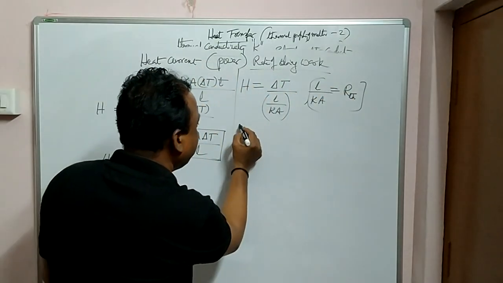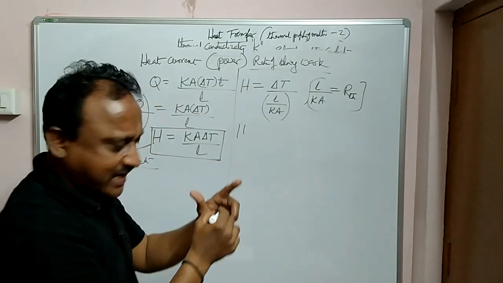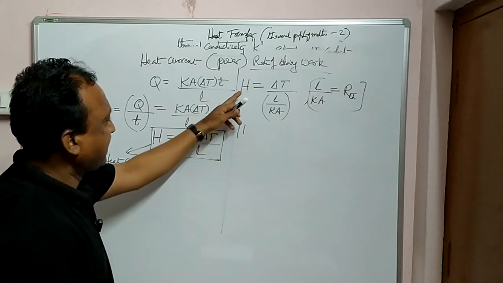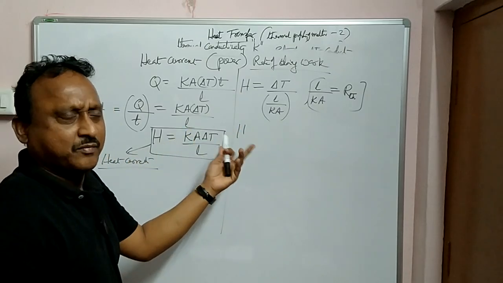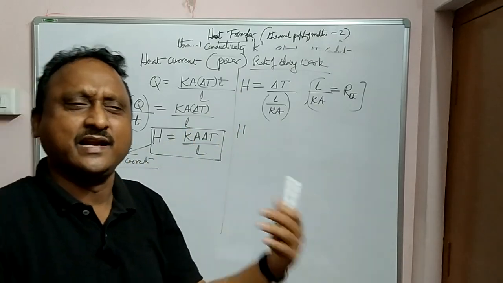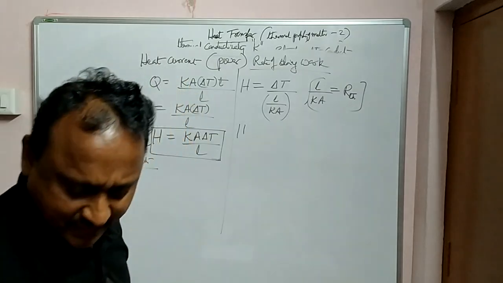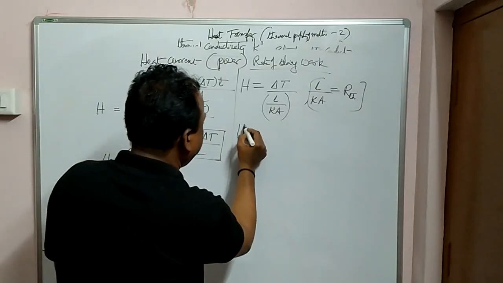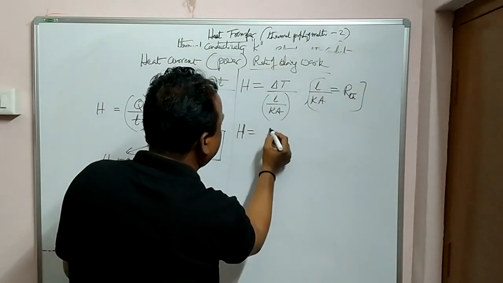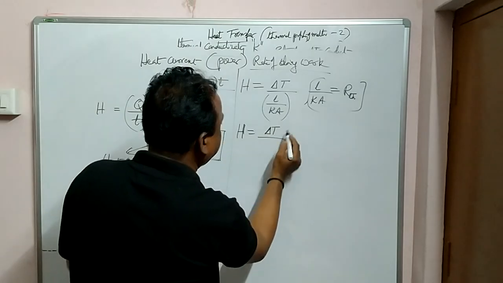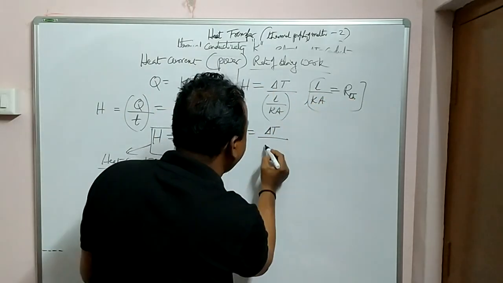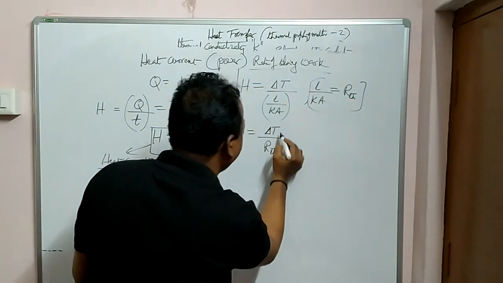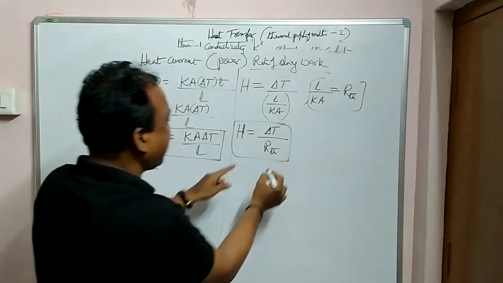R thermal. Therefore, heat current, I can write it as either H or I, but if you don't use I, because already in current electricity we are using I, so better to use H only. So heat current H is equal to delta T, the temperature difference, by, this value is nothing but R thermal. Please watch carefully.